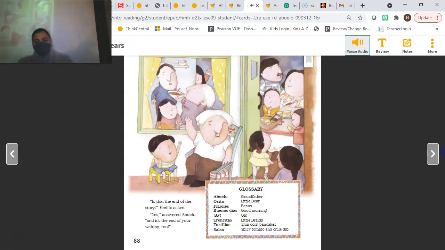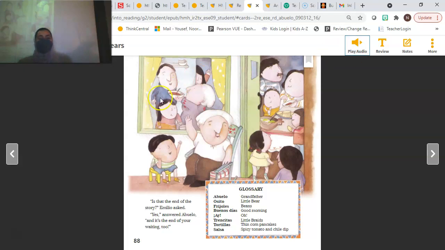Is that the end of the story? Emilio asked. Yes, answered Abuelo. And it's the end of your waiting, too. Why is it the end of his waiting? Good, because his cousins came.